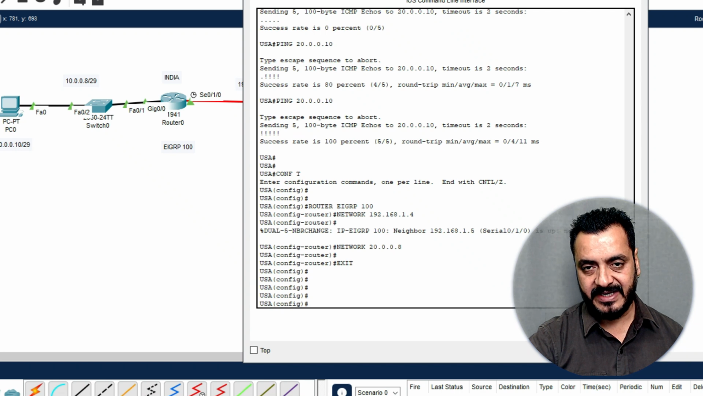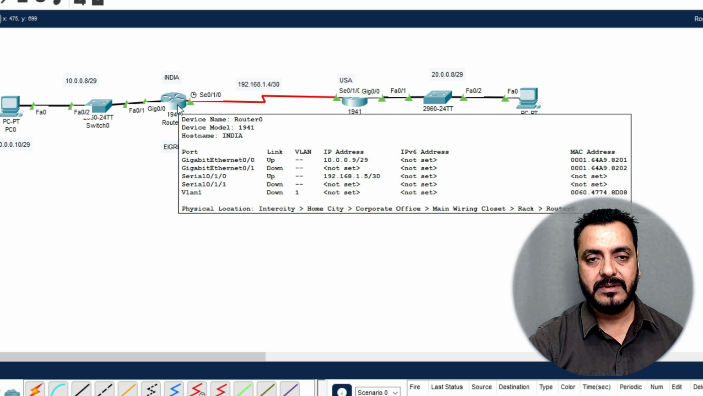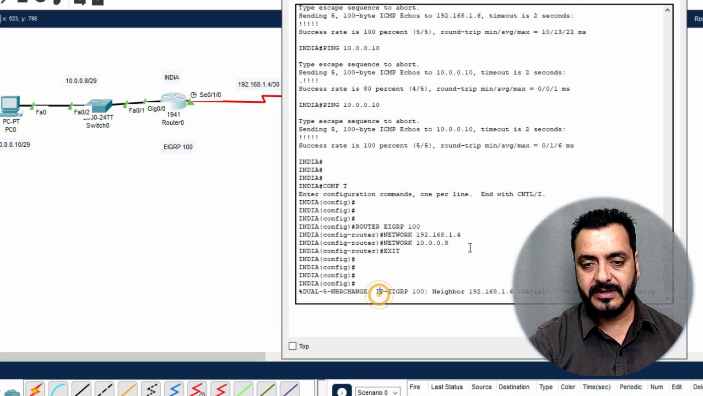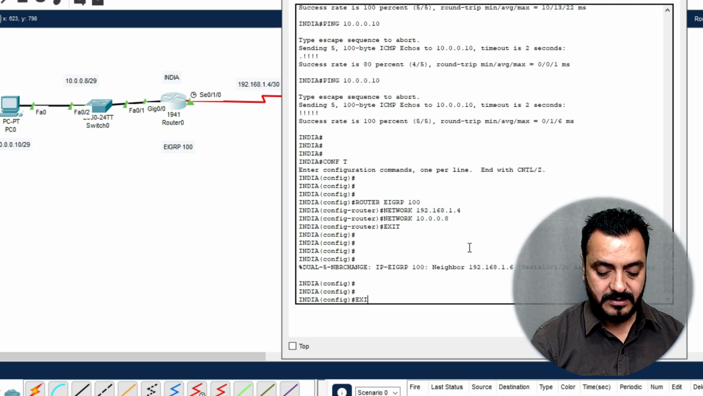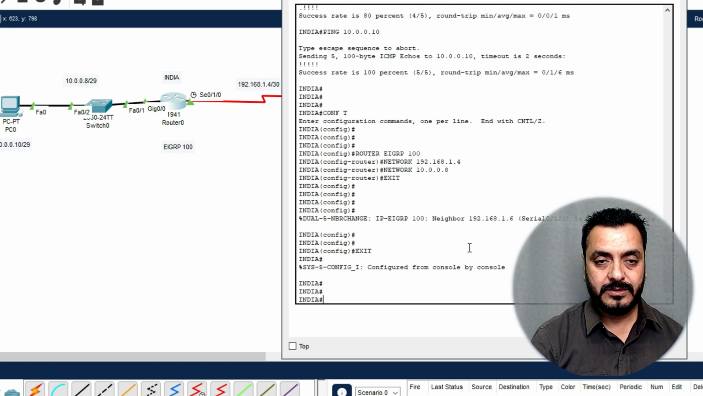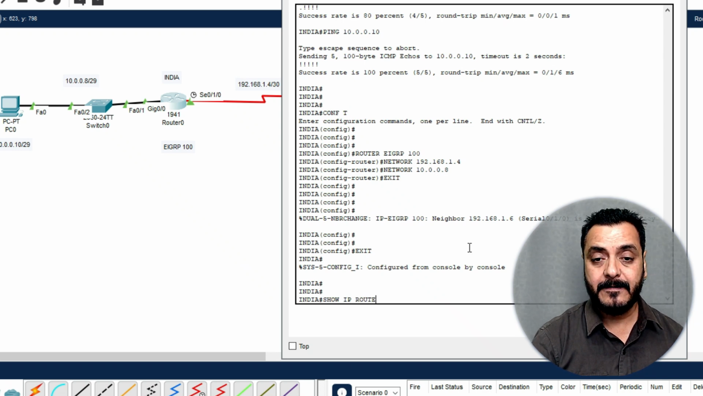Now we have to do the verification and testing. For verification and testing of the routing table, we have a very important command, that is show ip route. On the first router, we have to check the routing table entries with the help of the show ip route command. Press enter.